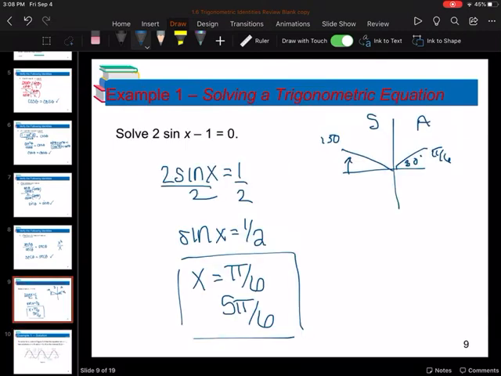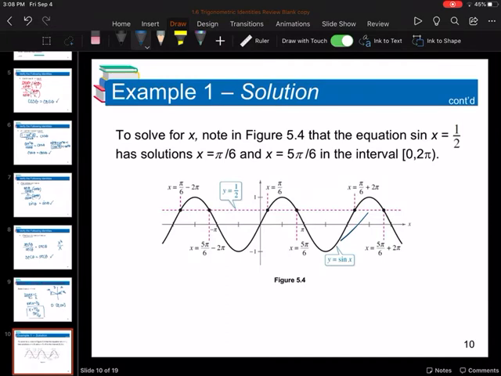Now, when I answered this problem here, I gave my answers in terms of a domain 0 to 2 pi. We know that this sine function technically is infinite. Its domain is all reals. So technically those answers repeat over and over and over again. So you can see on the graph, here it is at pi over 6, here it is at 5 pi over 6. But technically it occurs again at pi over 6 plus 2 pi, at 5 pi over 6 plus 2 pi.